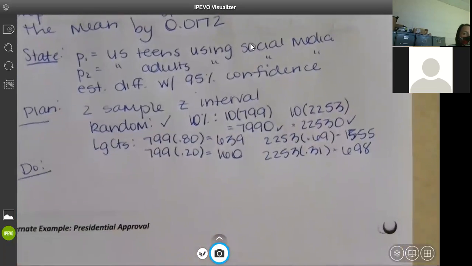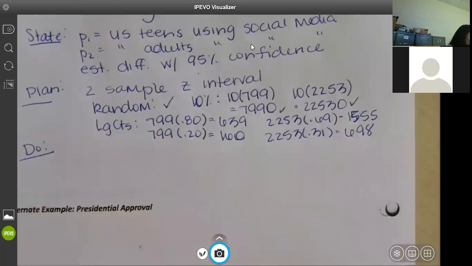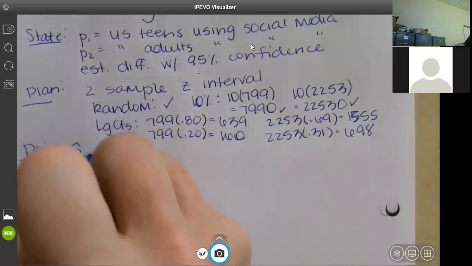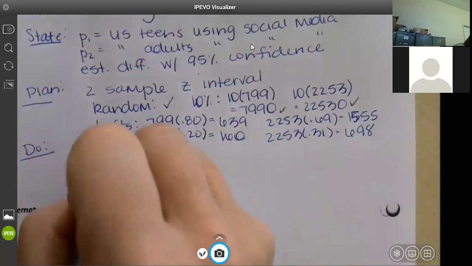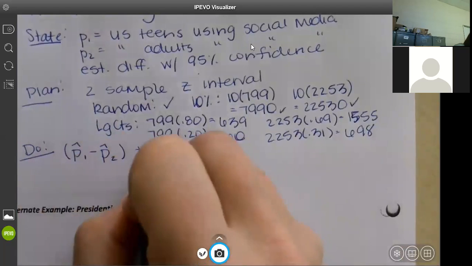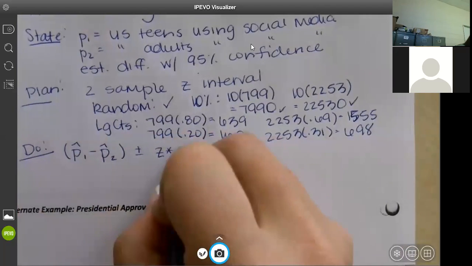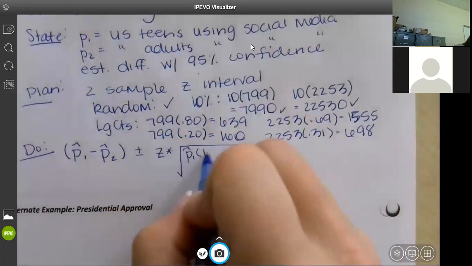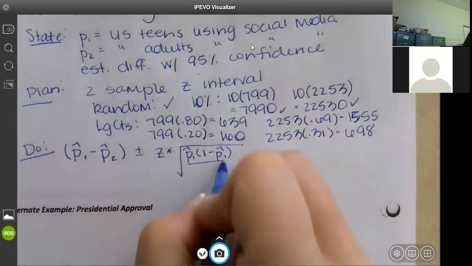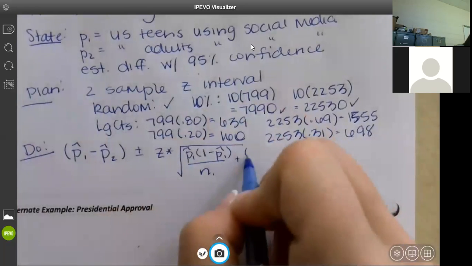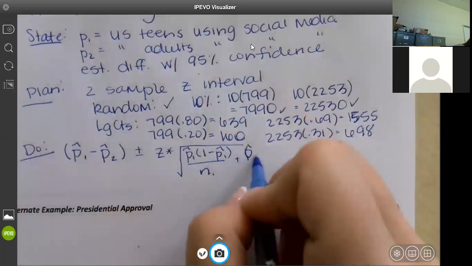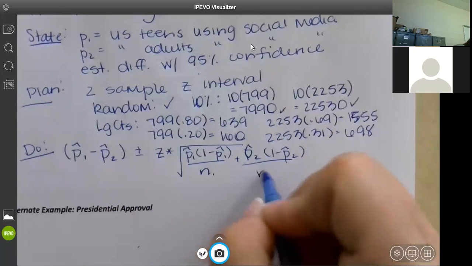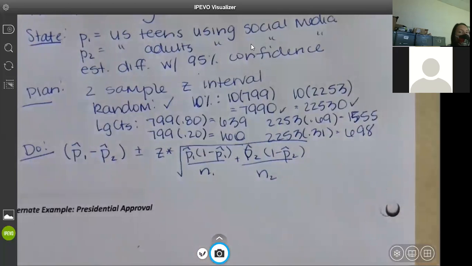You're going to do the work in the next part. And again, don't worry about that alternate example. We'll get to that. Remember, we're doing p hat 1 minus p hat 2 plus or minus z star, and then all this stuff. P hat 2, 1 minus p hat 2 over n2.